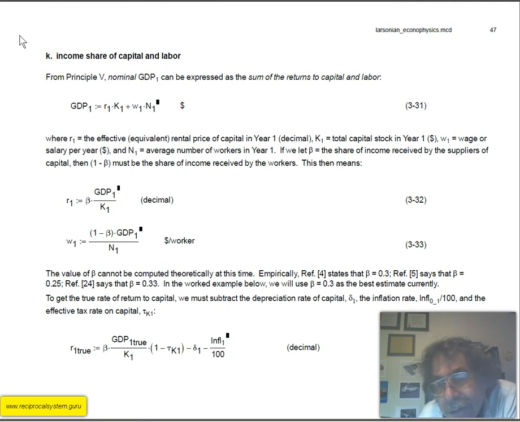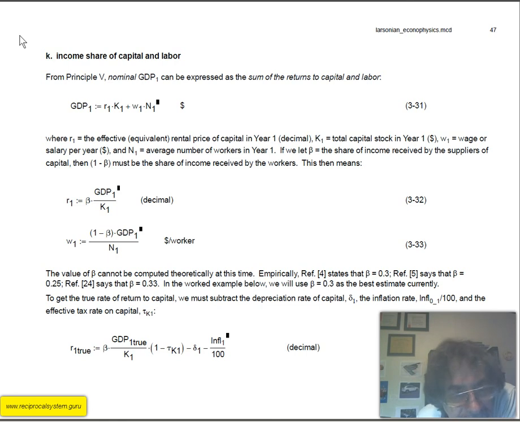If we let beta equal the share of income received by the suppliers of capital, then 1 minus beta must be the share of income received by the workers. This then means that R sub 1 equals beta times GDP sub 1 divided by K sub 1, and W sub 1 equals 1 minus beta times GDP sub 1 divided by N sub 1.